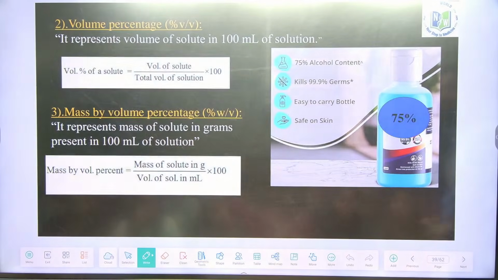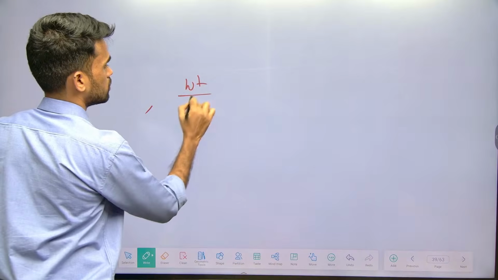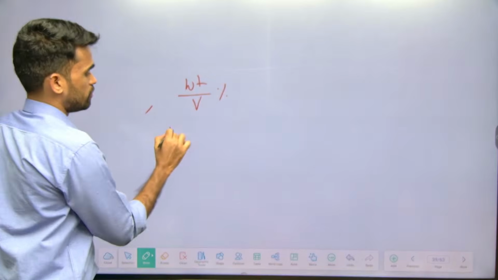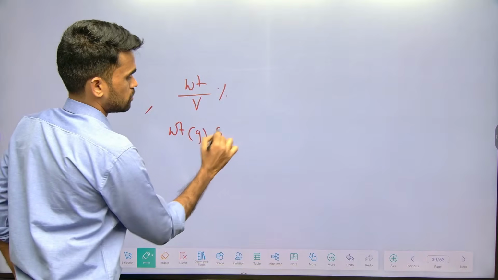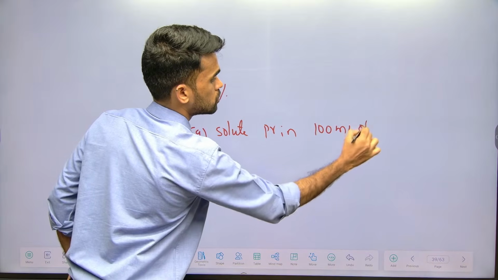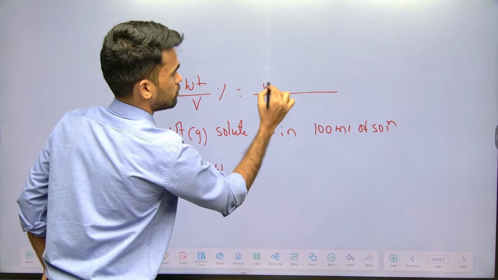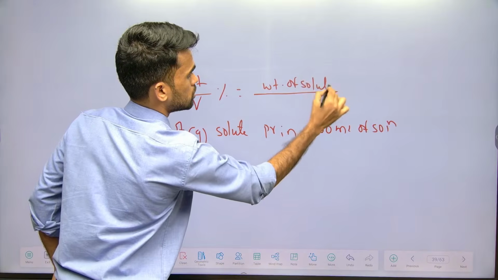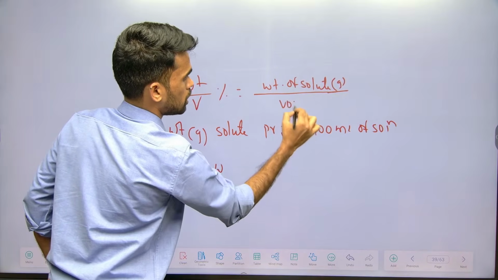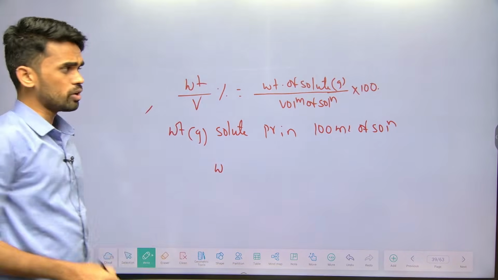Next one. Weight by volume percentage or volume by volume percentage we have. Weight by volume percentage means the weight of solute in grams present in 100 ml of solution. Now tell me, what will be the formula? Weight by volume percentage means weight of solute in grams by volume of solution into 100. This volume we are taking in ml.